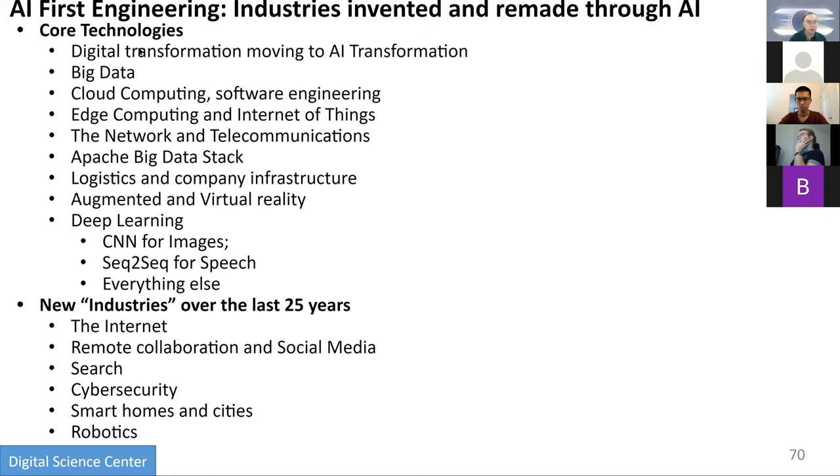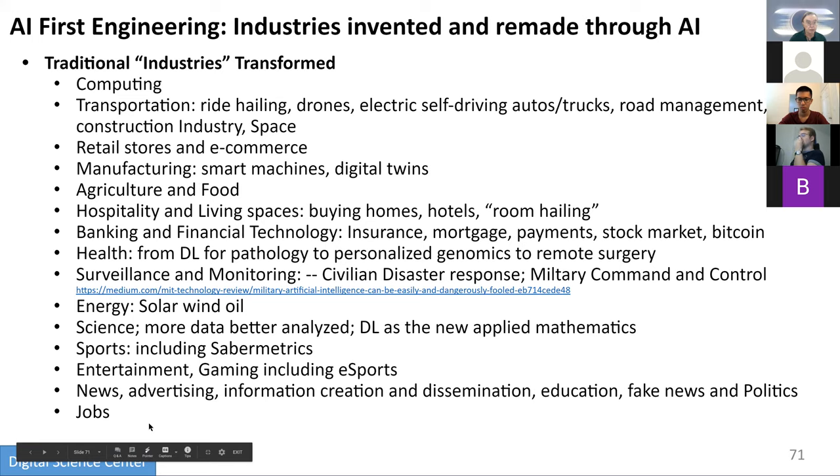So here is a list of core technologies which are actually typically implemented by companies or organizations. Here we have some new industries: the internet, the collaboration industry like Zoom, the search, Google, cybersecurity, smart homes and offices, and cities and robotics. And here we have traditional industries transformed. The ones we are mentioning are transportation. So transportation has obviously been transformed with ride-hailing and electric cars.